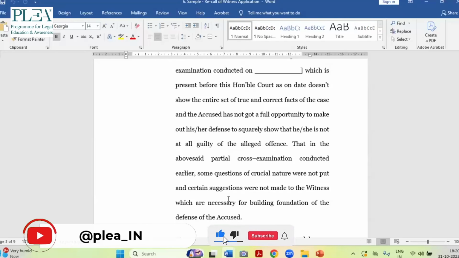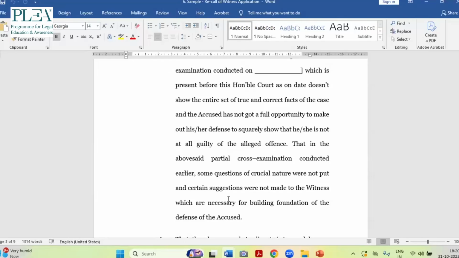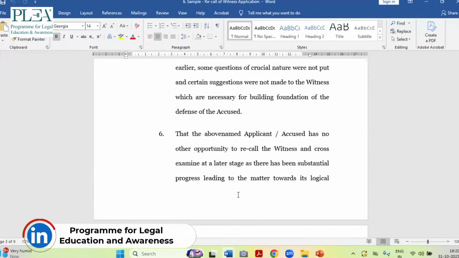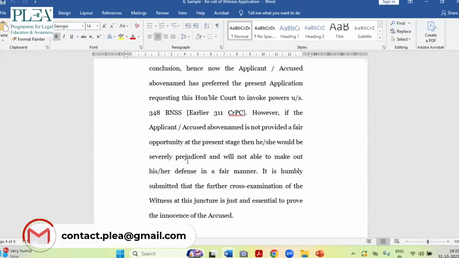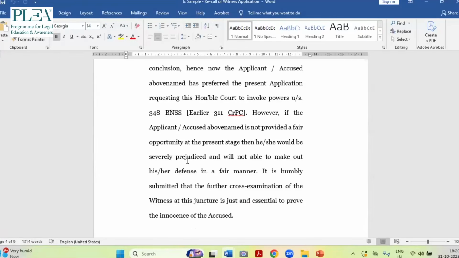Because the questions which are to be put in the further cross-examination, if this application is allowed, are of a crucial nature, and there are certain suggestions which were not put earlier, for creating a foundation or a base for making out the defense. The applicant has no other opportunity to recall the witness because the case may proceed further, and this provision has ample powers.